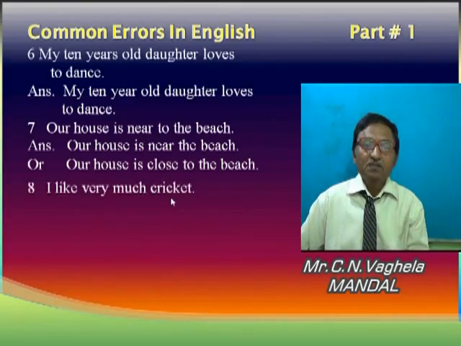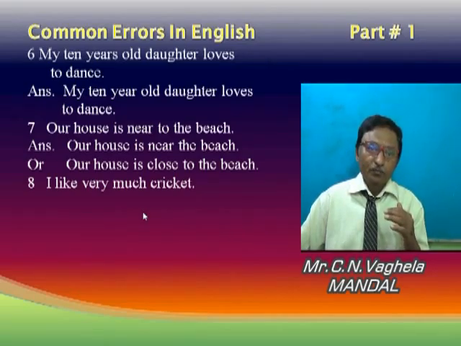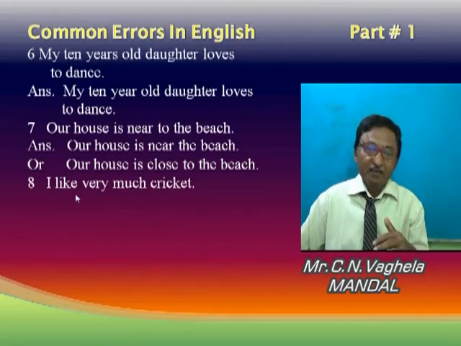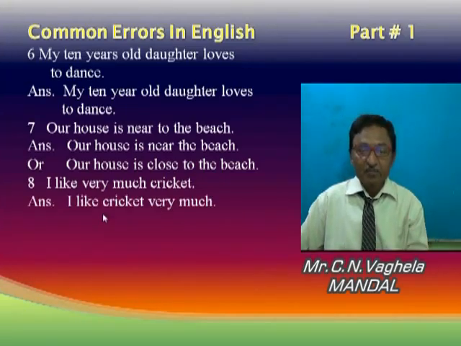I like very much cricket. There is an error in the proper order of the sentence. I is the subject, like is the verb. Then what is wrong? Cricket is an object. The rule is that first you use the subject, then the verb, then the object. So it will be: I like cricket very much.